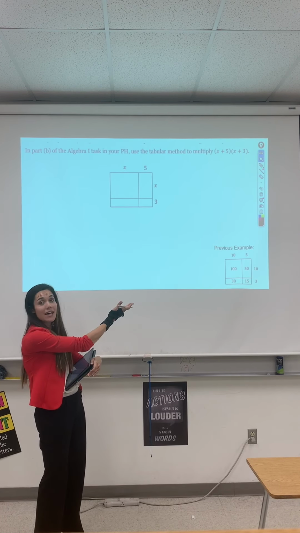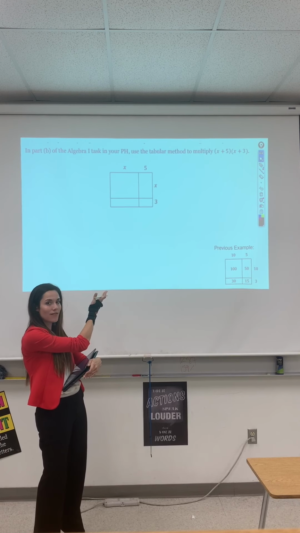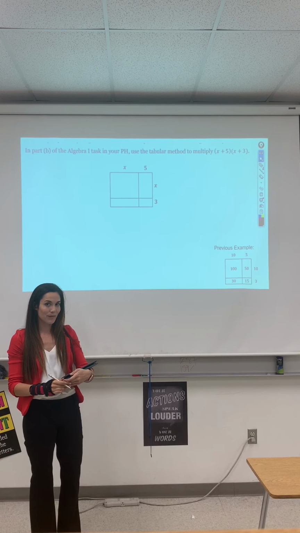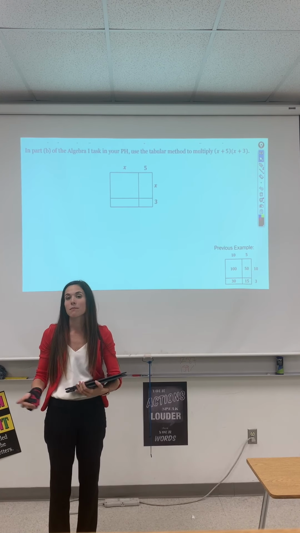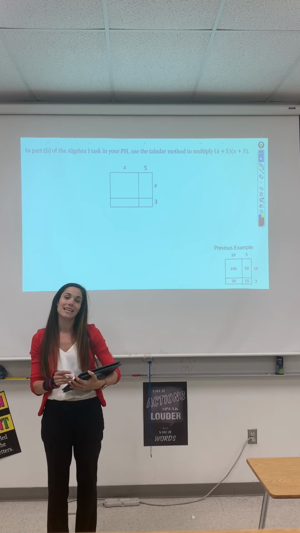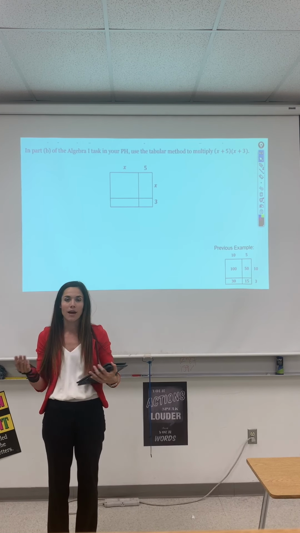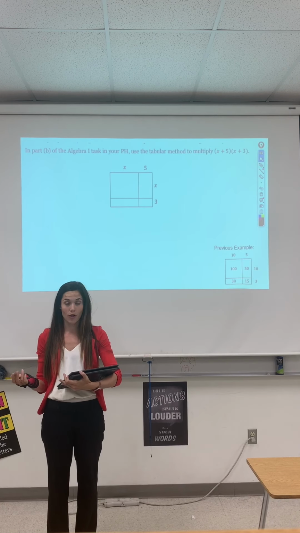Now, instead of 10 plus 5, I have x plus 5. And instead of 10 plus 3, I have x plus 3. However, I'm still going to use the same method to multiply each of these sections and add the partial products in order to find my ending product of these two polynomials.